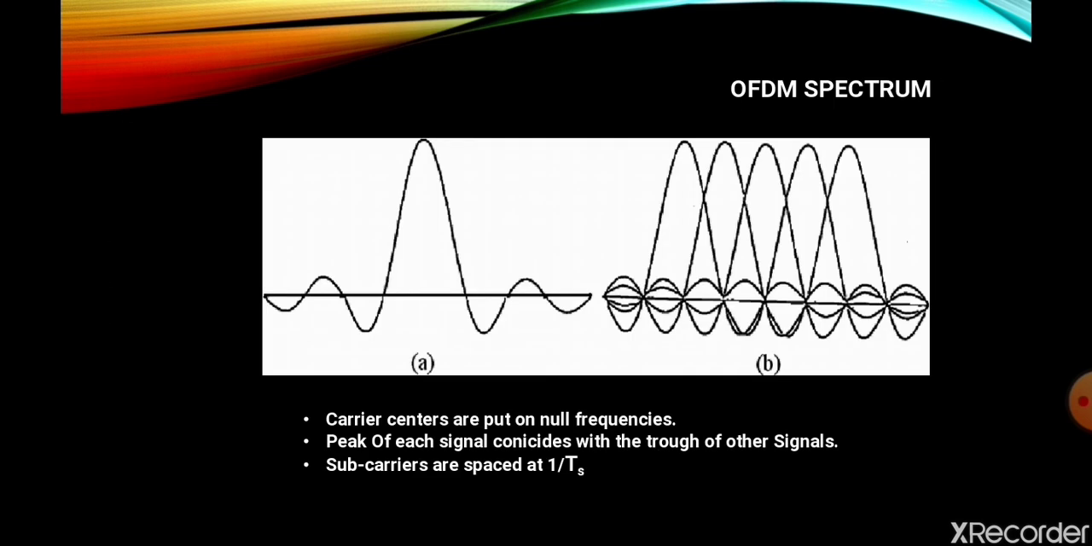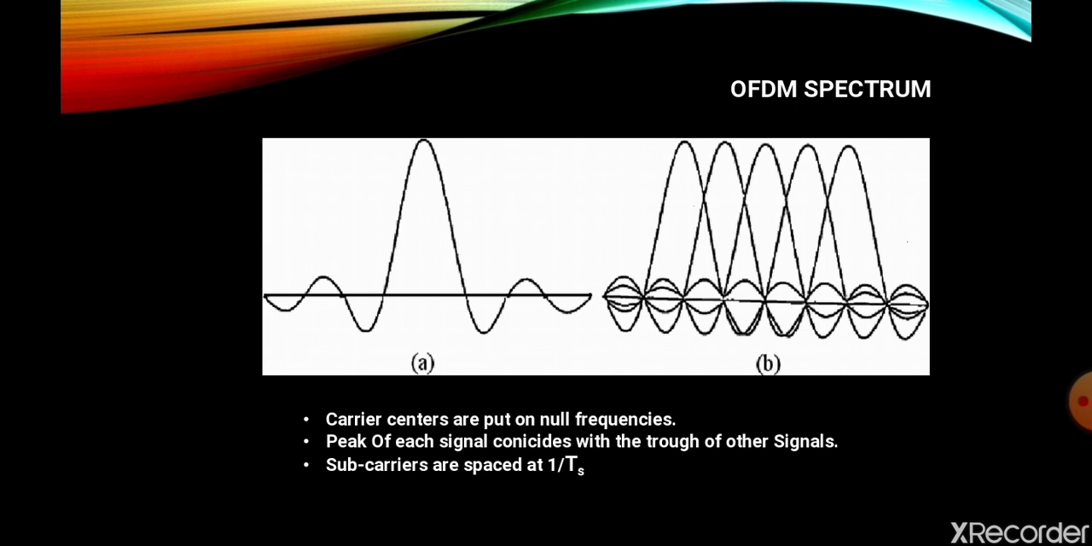This is how the spectra of OFDM looks like. Figure A shows the single subcarrier spectrum, and figure B shows all the subcarriers overlapping with each other, but they don't interfere and they remain orthogonal.